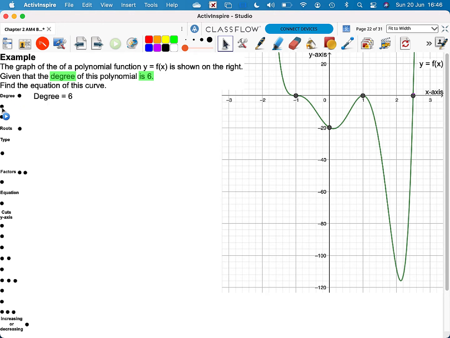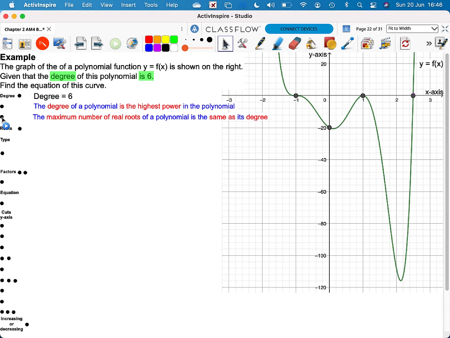And a reminder: what is the term degree? What does it mean? The degree of a polynomial is the highest power in the polynomial. And it also happens to give the maximum number of real roots of a polynomial. If the degree is 6, then the maximum number of real roots is also 6.